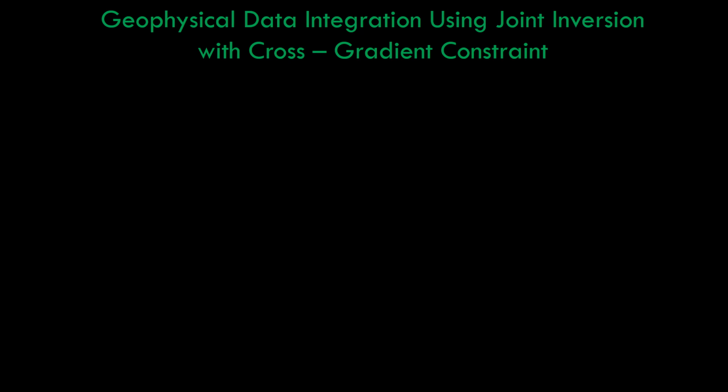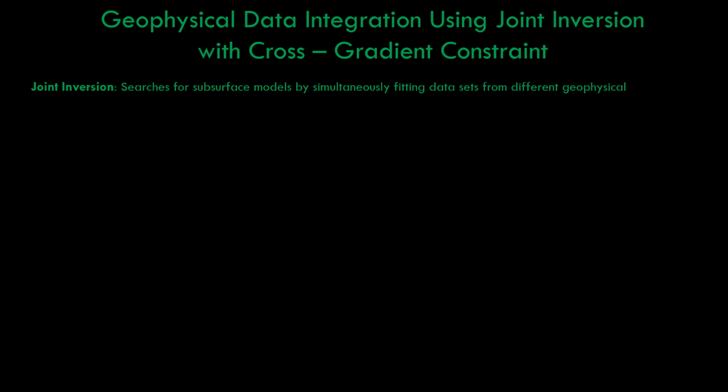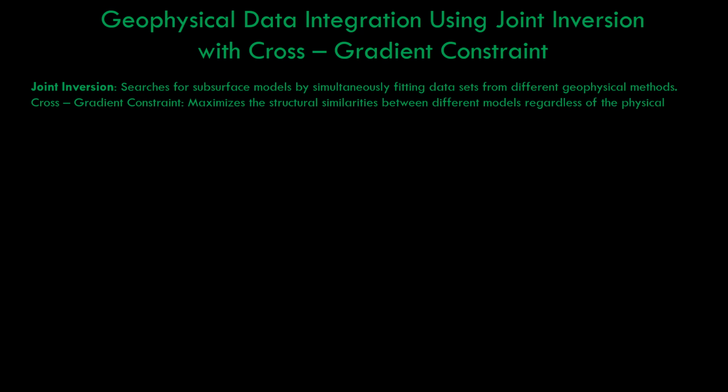An alternative geophysical data integration approach is the joint inversion technique with the cross-gradient constraint. This approach is centered around the general idea that different geophysical methods collected at the same locations will show structural changes at the same subsurface positions. Joint inversion searches for subsurface models by simultaneously fitting data sets from different geophysical methods, while the cross-gradient constraint maximizes the structural similarities between different models regardless of the physical parameter values of each model.